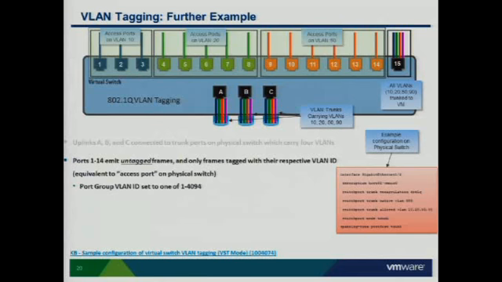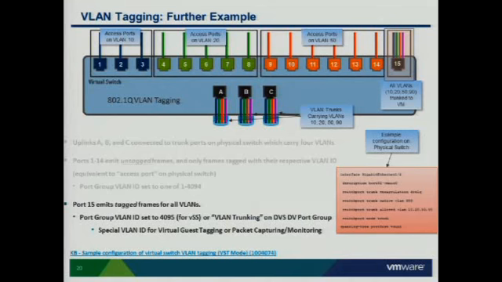And then we have port 15 here. That emits tagged frames for all the VLANs. And that port group VLAN ID is set to 4095 for the vNetwork standard switch, or VLAN trunking on the distributed virtual switch DV port group. That is a special VLAN ID for virtual guest tagging or packet capturing and monitoring as well.